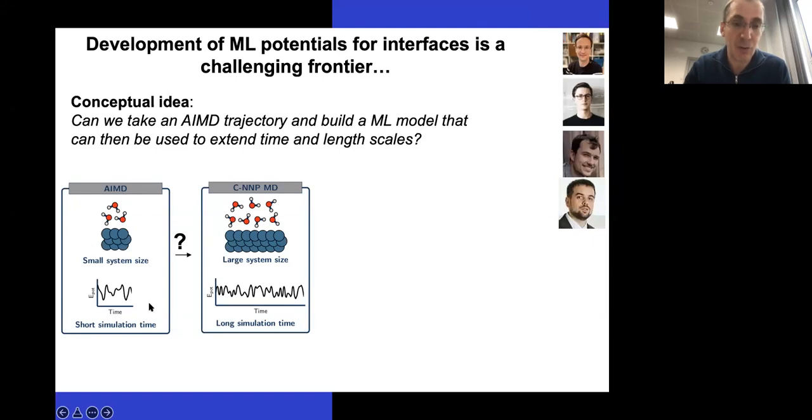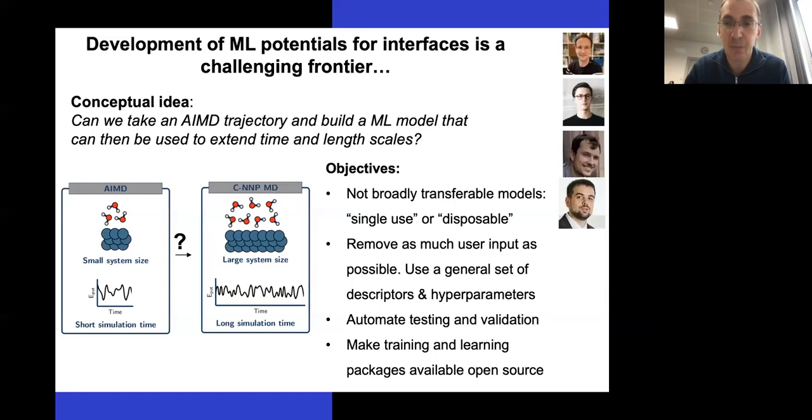the basic objective, or the basic question that we had at the beginning, is, well, we know now that we can run ab initio trajectories for system sizes of, you know, a few hundred atoms. We can run dynamical trajectories for a few tens, maybe 100 picoseconds. Can we use this data to generate machine learning potentials that allow us to significantly extend the simulation length and the system size? And the goal here, hopefully it's clear, was not to develop general purpose potentials, but to develop potentials that could describe this specific system.